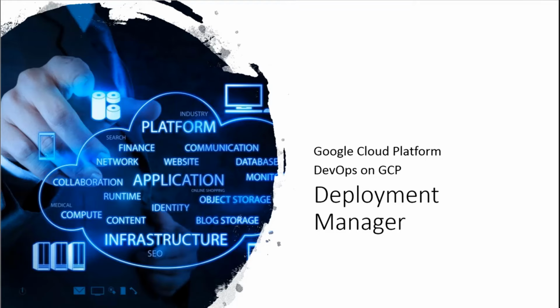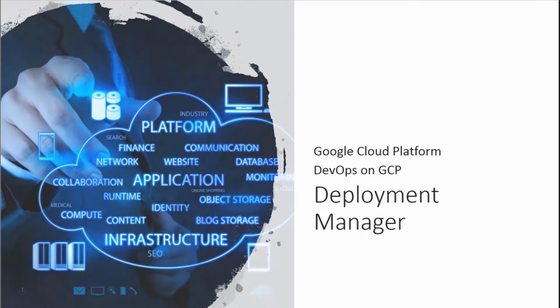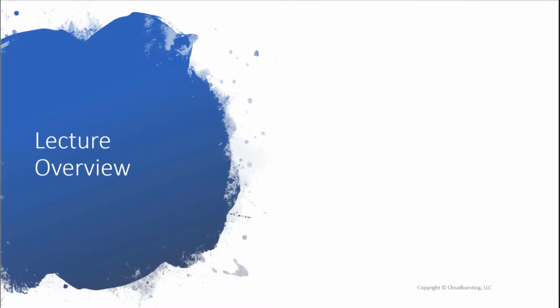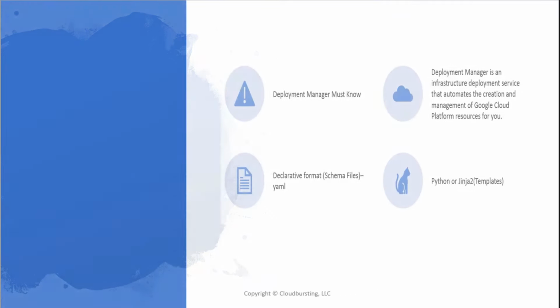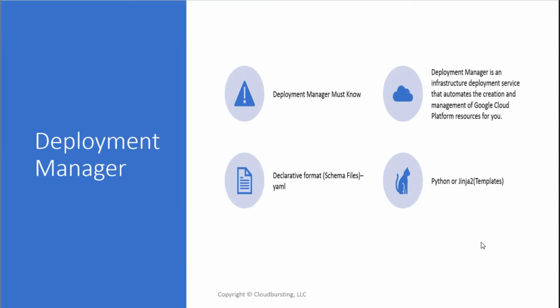Let's go ahead and talk about Deployment Manager. Now, Deployment Manager is Google's infrastructure as code solution. So let's talk about it briefly and then go over to a short demo. Now, when it comes to Deployment Manager, a couple of things to point out. Basically, this is our infrastructure deployment service in Google. As a developer, you'll likely be using this. Just be aware that it is a declarative format, with schema files and YAML as well. And it essentially uses Python and Jinja 2 for templates.